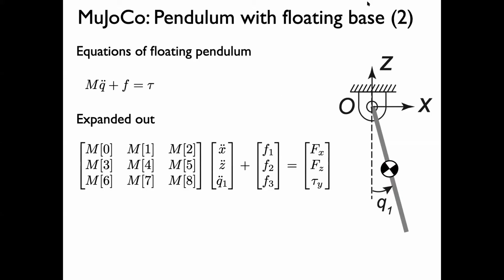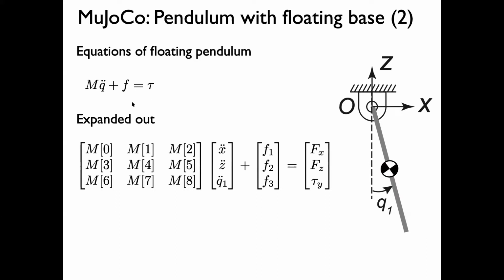Okay, now I want to take some time and explain to you what exactly is going on here, because I think it's very important to understand the physics behind creating a floating-base system and constraining it to move in ways you care about. Now, let's look at the equations of a floating pendulum. When I say a floating pendulum, it means that the base can move. So it has X, Z as the sliding joints and Q1 as the rotary joint.